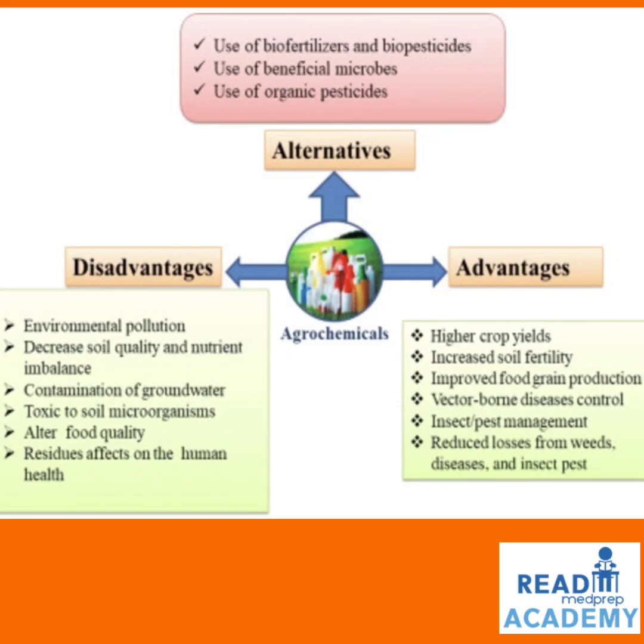What are the advantages? Higher crop yield, increased soil fertility, food grain production, vector-borne disease control, insect pest management, reduced losses from weeds, disease and insect pests. What are the alternatives that can be used to prevent the effects of agrochemicals? Use of biofertilizers and biopesticides, use of beneficial microbes, and use of organic pesticides.